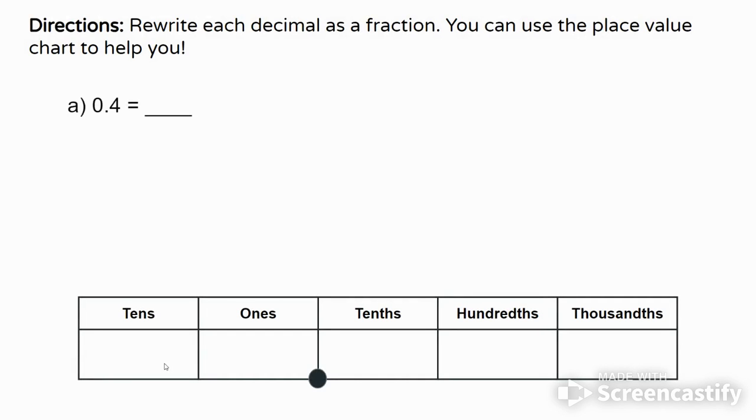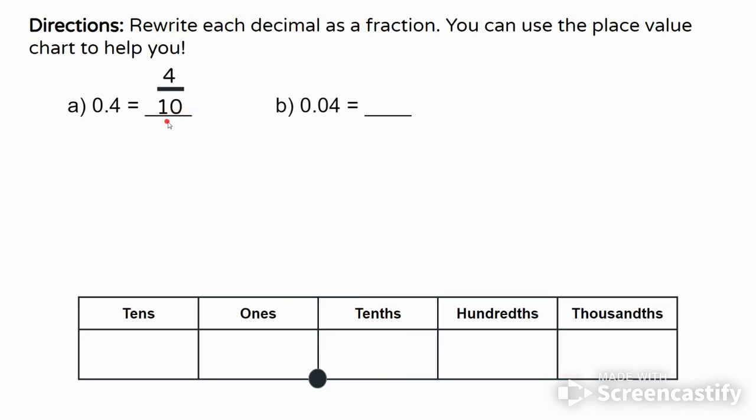Our first problem is 0 and 4 tenths. So we're going to place the digits in the place value chart. The 0 is going in the ones place, and the 4 is in the tenths place. So since our last digit is the 4 and it's in the tenths place, we are going to write this as 4 tenths. We can see here the 4 is what we see. That's the number on top, and it's in the tenths place, so there's going to be a 10 on the bottom.